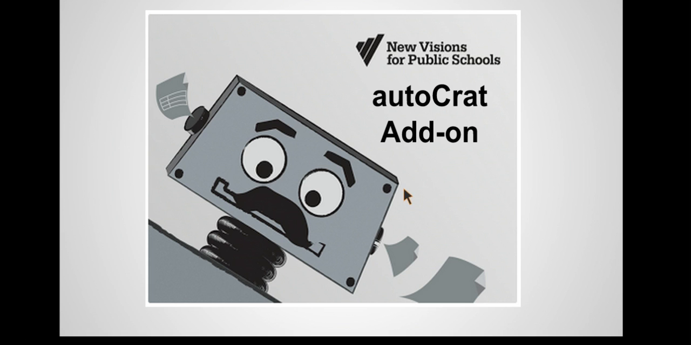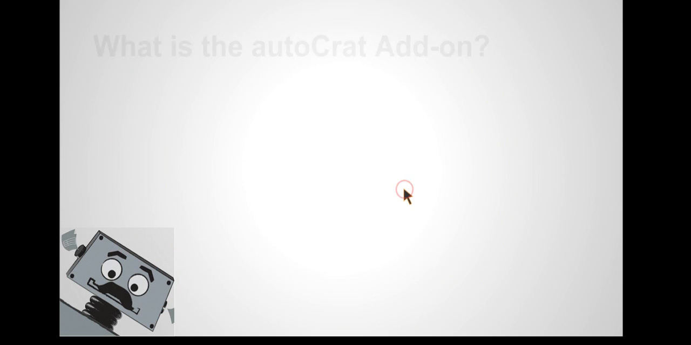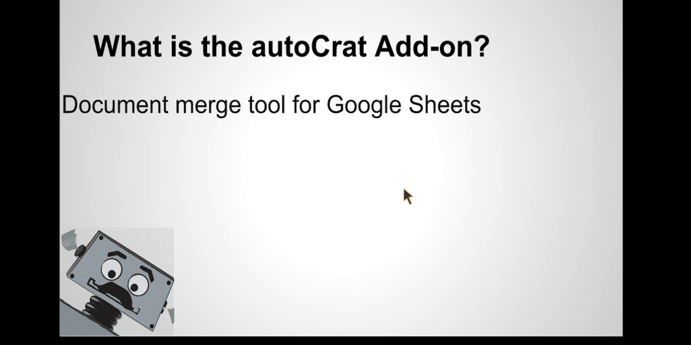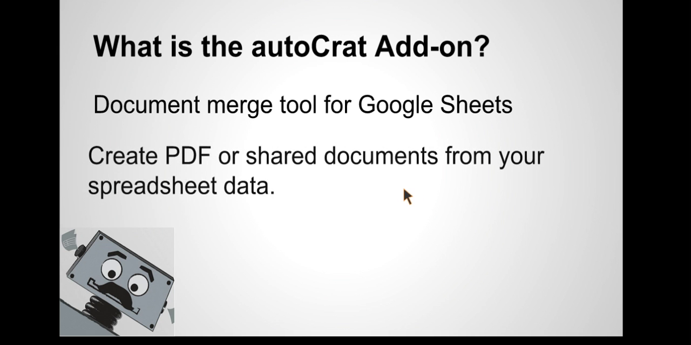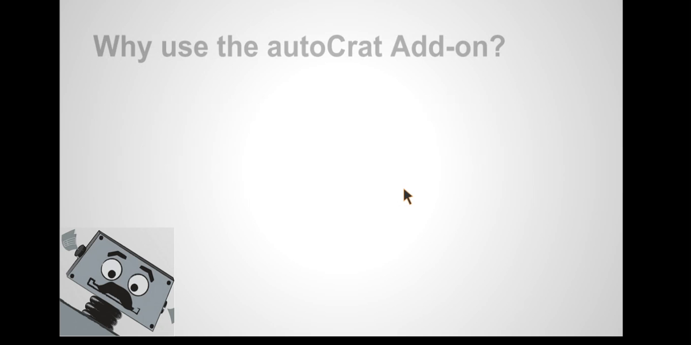Hi everyone. Today I'm going to talk about the autoCrat add-on available in Google Sheets. The autoCrat add-on is a document merge tool for Google Sheets. It takes your data that you've kept in Google Sheets and creates PDFs or shared documents from your spreadsheet data. The PDFs and documents are documents that you create.